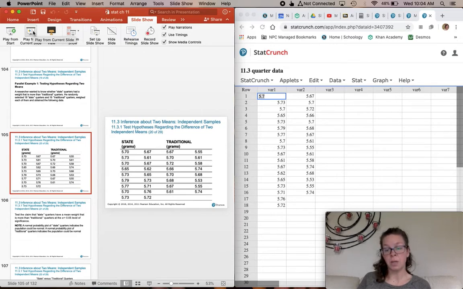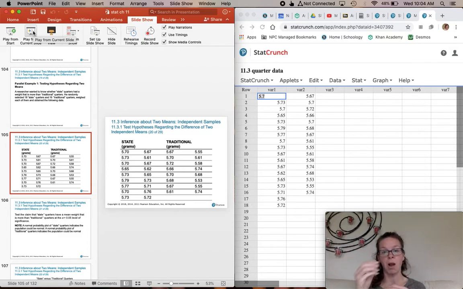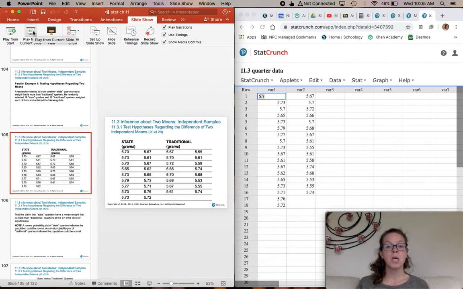You could take independent samples that have the same number, but then we would have to ask ourselves the question, did the choice of the state quarters somehow determine the choice of which traditional quarters to use? And it did not. If he was trying to find ones that were manufactured in the same year or something, then maybe. But these are just, he has a pile of state quarters and he grabs some. He's got a pile of traditional quarters and he grabs some. Okay. So I put that data into StatCrunch.